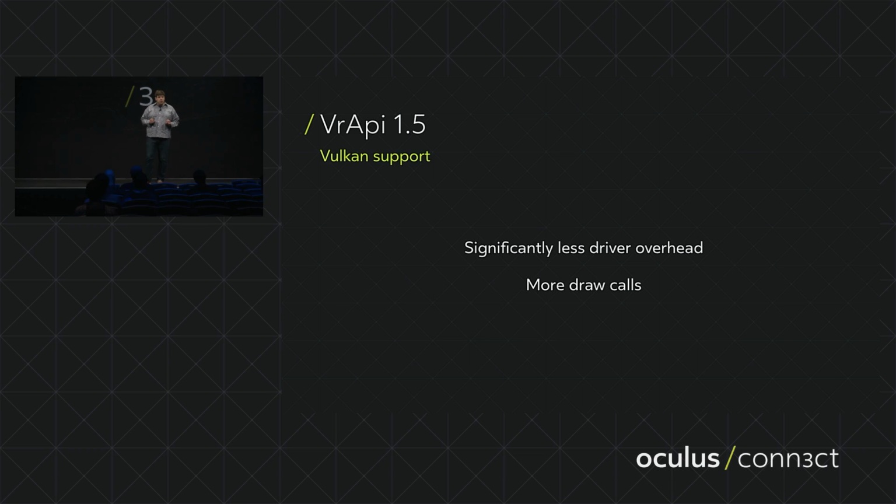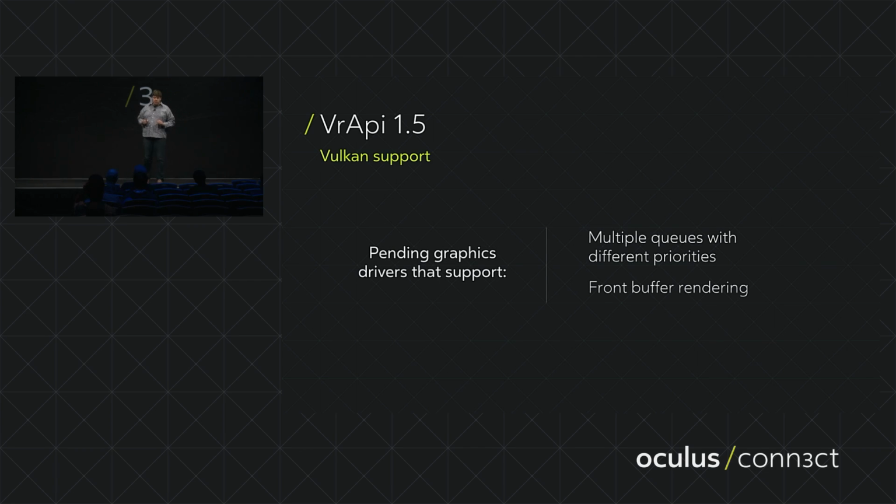The important thing to note, though, is that the very conservative guidance we're currently giving people, which is about 100 draw calls a frame, will probably go up significantly when they switch to Vulkan. Now, there's a few missing pieces from the drivers. Most importantly, we need multiple queues with different priorities in the graphics driver, as well as front buffer rendering access. And we're working with all parties to make sure this happens, so we hope to get this in the wild very, very soon.